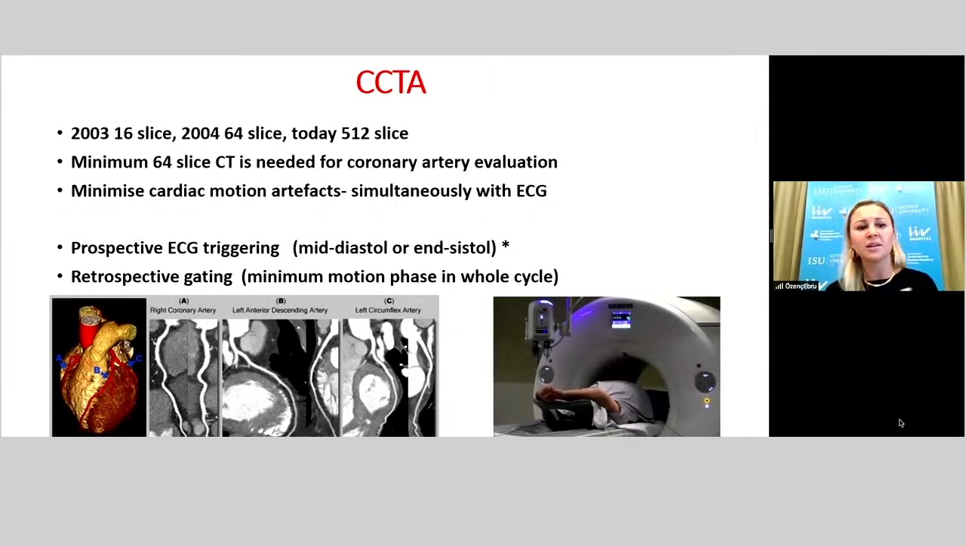And the other diagnostic one is retrospective. And so the whole cycle is taken, and minimum motion phase is taken to evaluate the coronary artery.